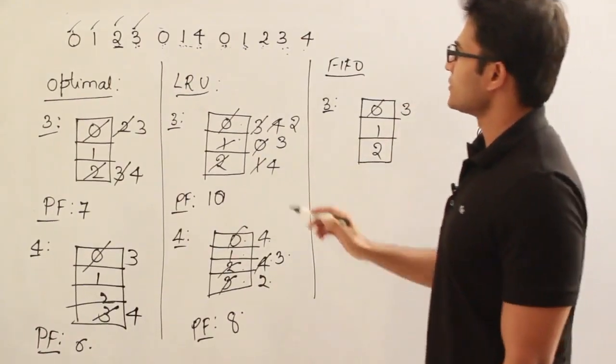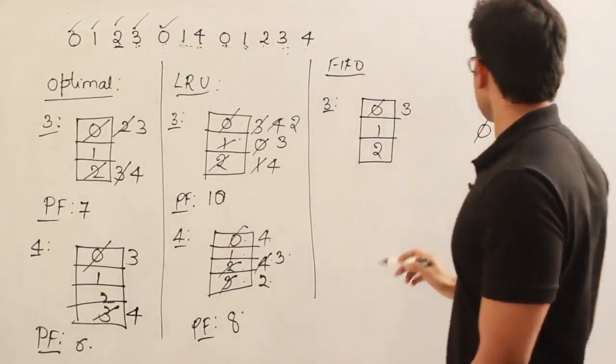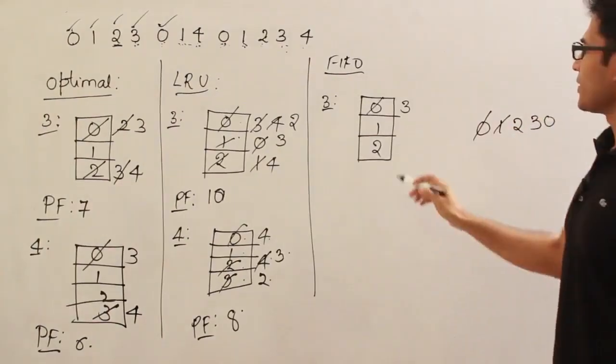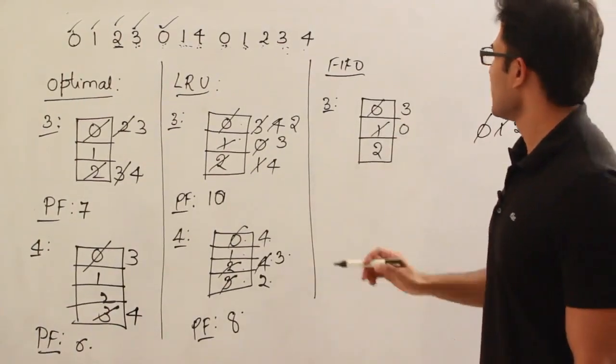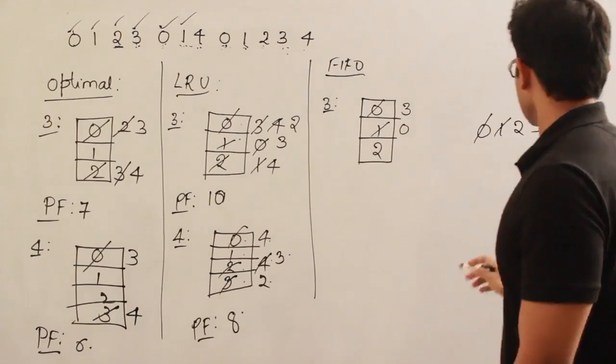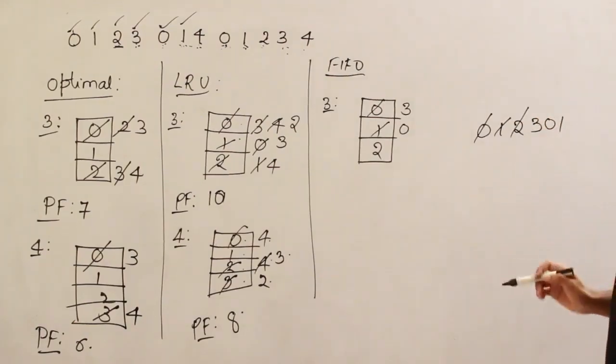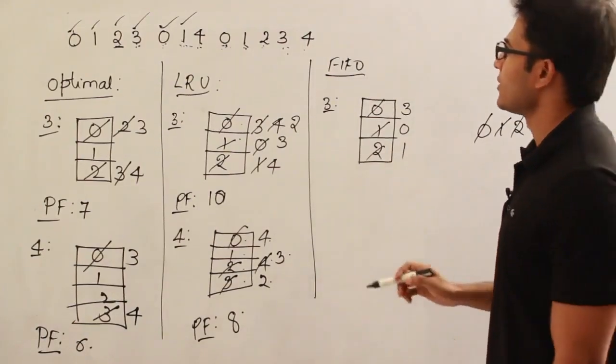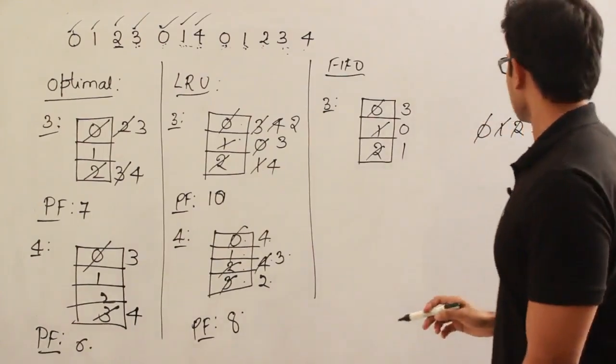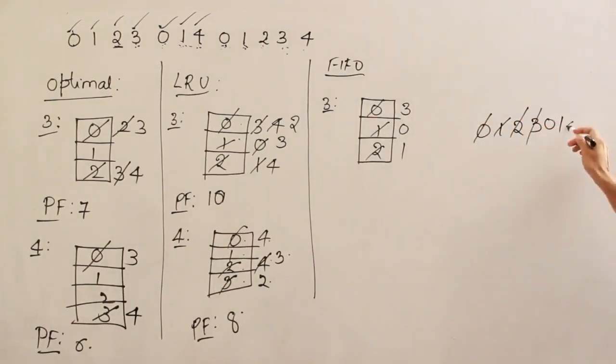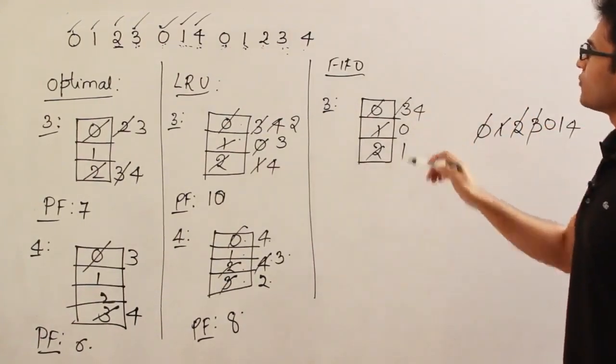And next one is I want 0. Now which one will be replaced? 1 will be replaced and 0 will be added. And next one is I want 1. So which one will be replaced? 2 will be replaced and 1 will be added. And next one is I want 4. So which one is replaced? 3 will be replaced and I'll add 4.